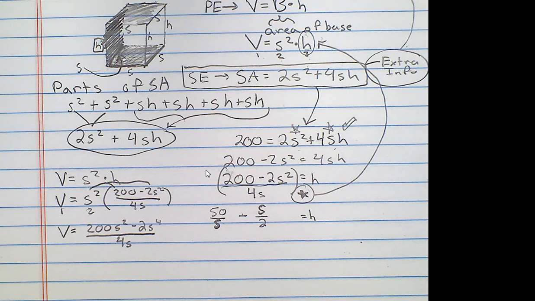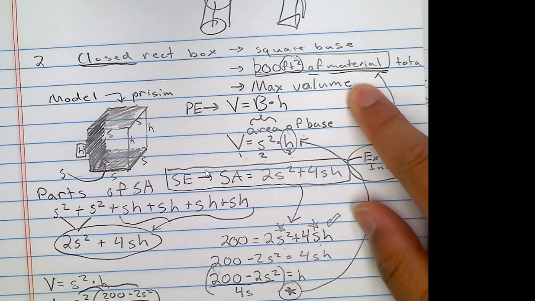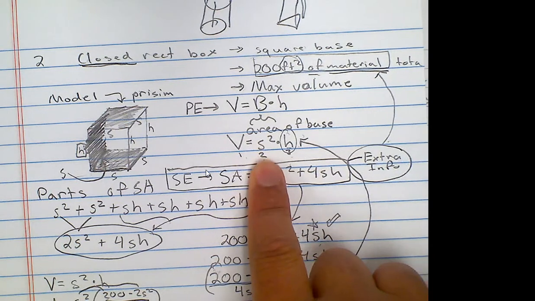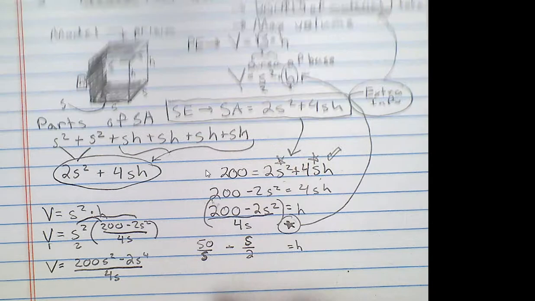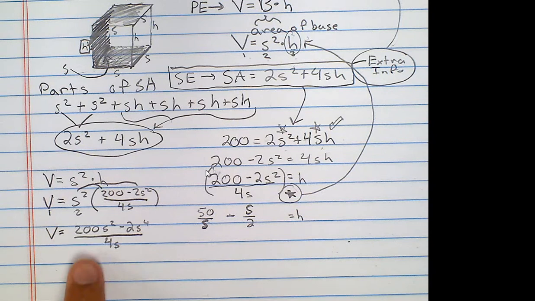Why don't you plug it into the volume and not the surface area? I was trying. Remember what we're trying to maximize? We're trying to maximize volume. So I need the volume formula. That's what I'm going to take the derivative of. If I'm maximizing volume, I'm taking the derivative of the volume formula. But there's 1, 2, 3 variables. I can't. So I need the surface area formula. I'm just using the surface area formula to get the volume formula to look nicer. Okay?